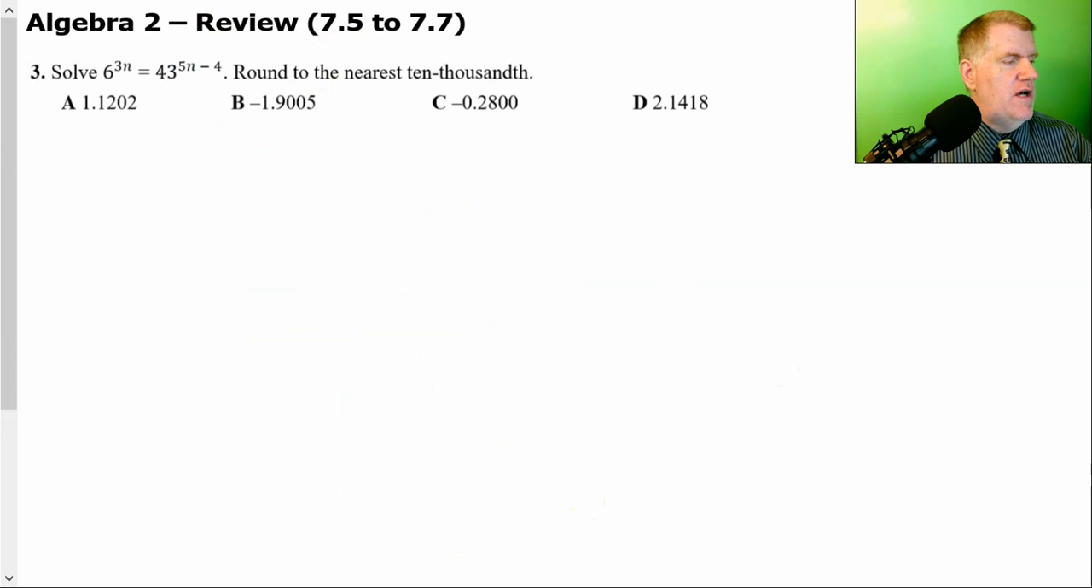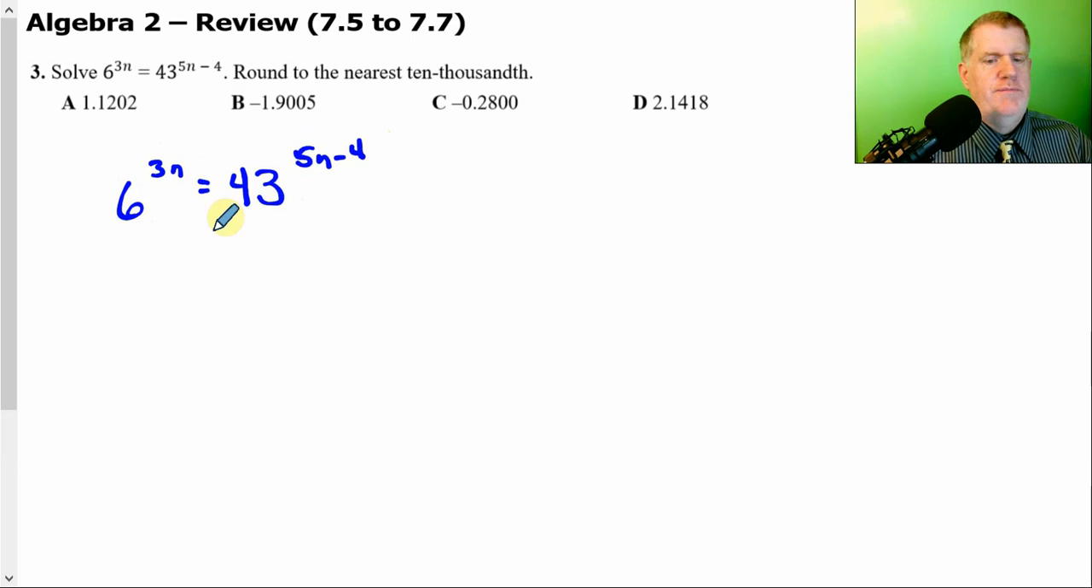All right, for this one, there's going to be a lot of numbers here, so let's just kind of work through it. We have 6 to the 3n equals 43 to the 5n minus 4. Now there's no way we can make these bases the same. Okay, but we can use our log properties.